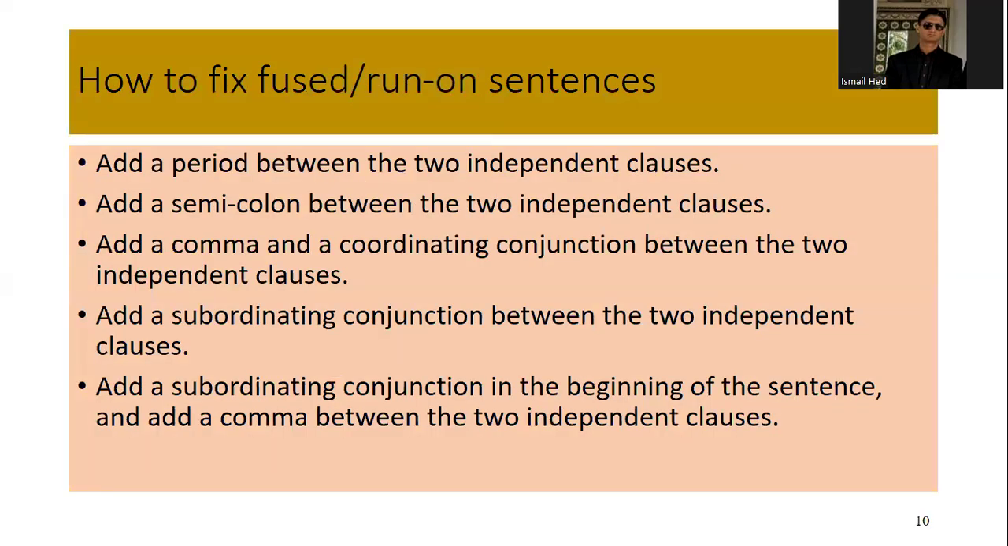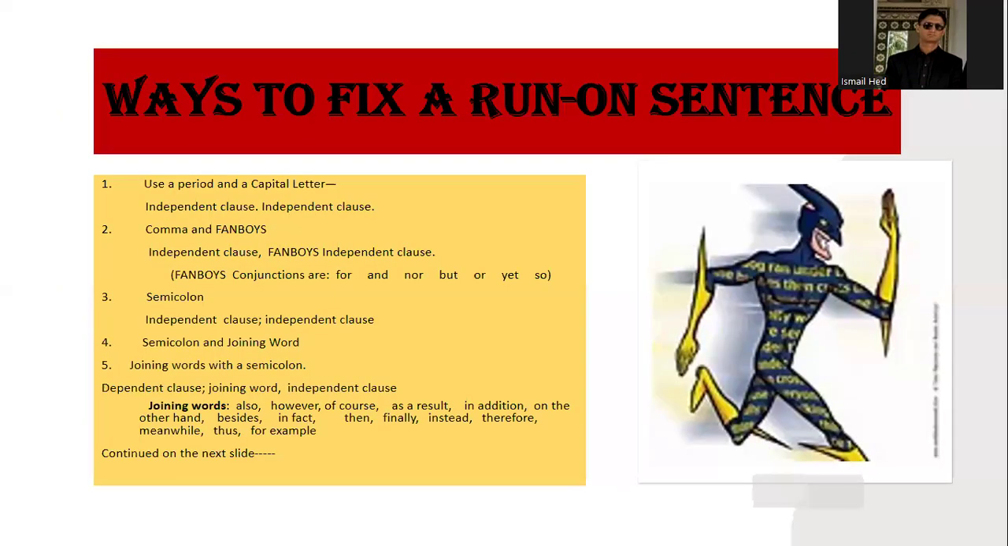To add a period between two independent clauses could solve this problem. To add a semicolon, or to add a comma and a coordinating conjunction like "and," "but," "however," something like that, could also solve the problem. Add a coordinating conjunction between two independent clauses, or a subordinating conjunction at the beginning of the sentence, and add the comma between the two independent clauses, and that could solve the problem.